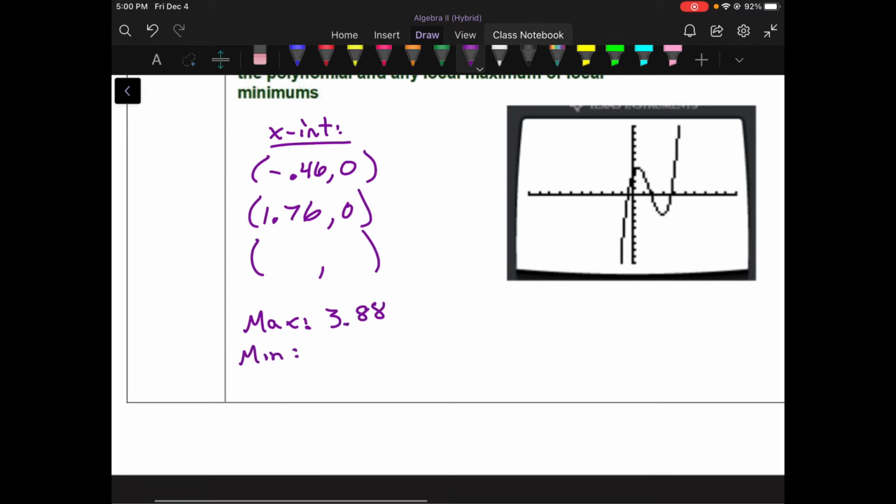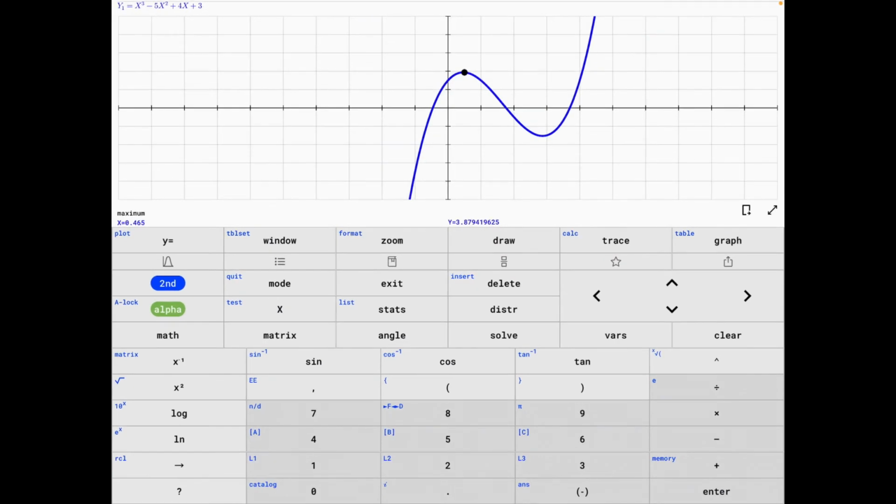There is a minimum as well. And if you're wondering where the 3.88 comes from, so I don't know why it's so spaced out, but the x coordinate of that point is right above the y equals button. The y coordinate is all the way, like right underneath the middle of the graph, right above the draw button. I just rounded to 2 decimal places, so 3.88. And because it's a maximum, I just want the height. And you do the same thing for the minimum.